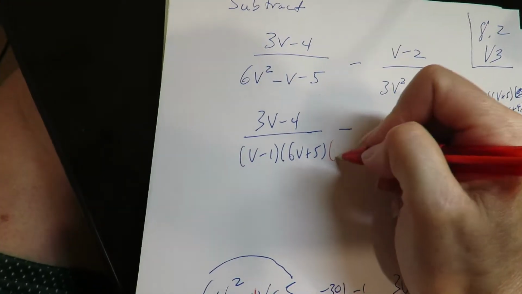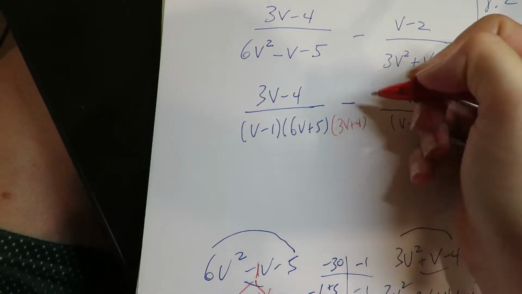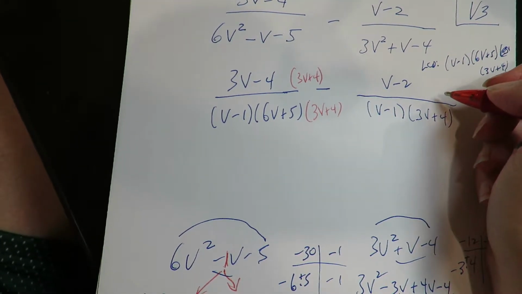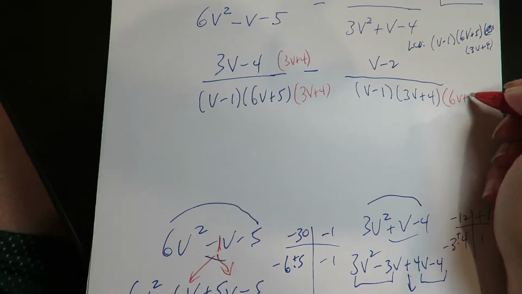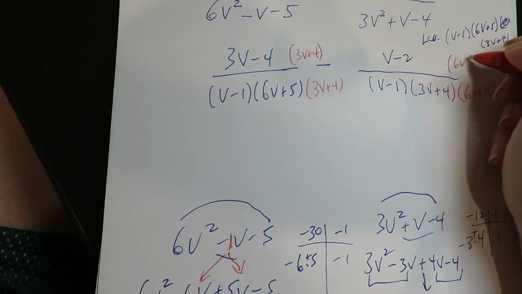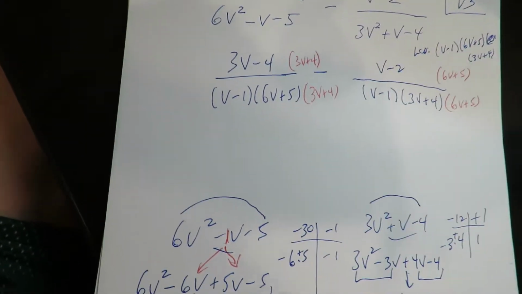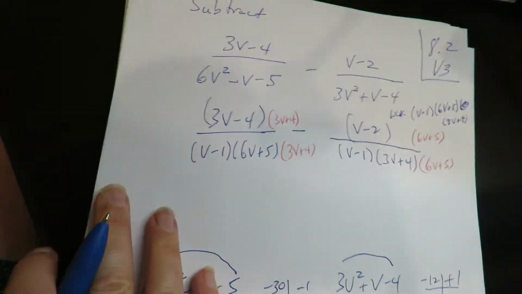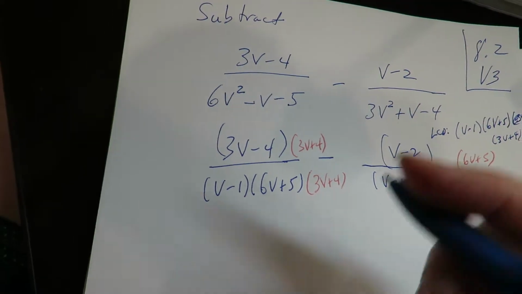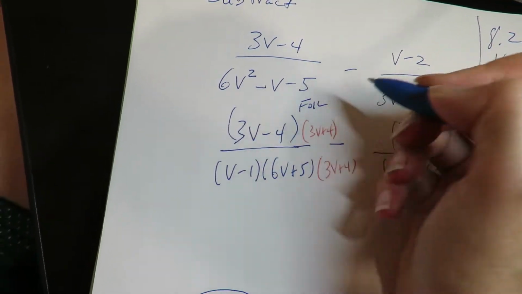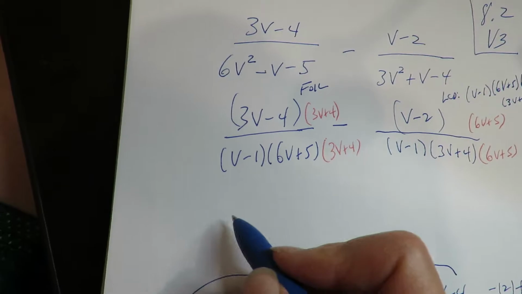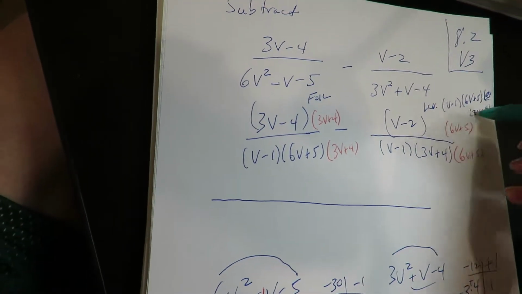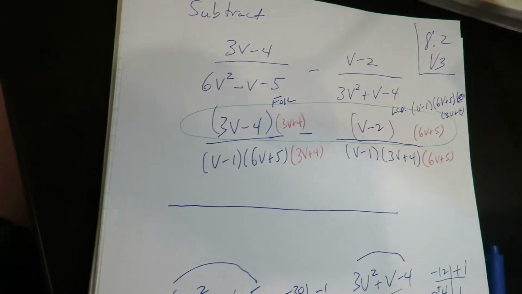All right, let's balance. And this one is missing the 6v plus 5. Okay. All right, so in the front part, this is the difference of perfect squares, so you can just use the formula. You don't have to write out everything. And we're combining this. You guys know that. Combining that.